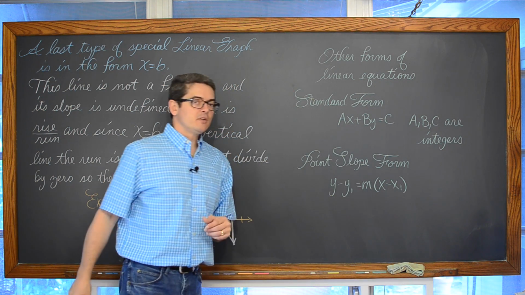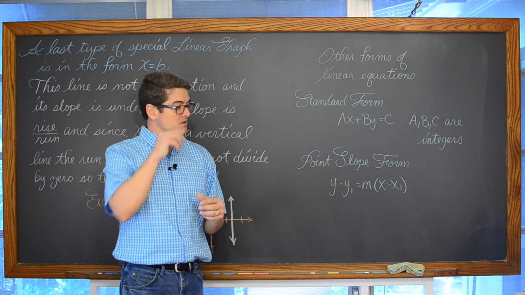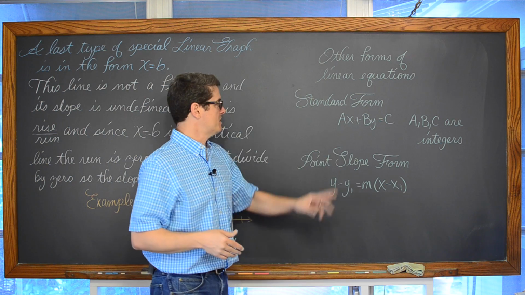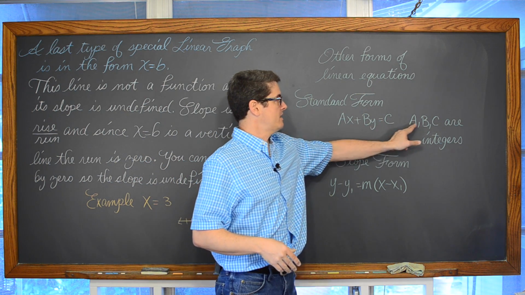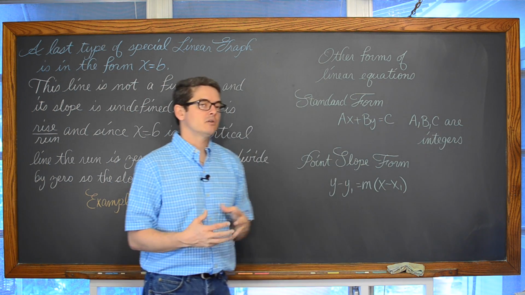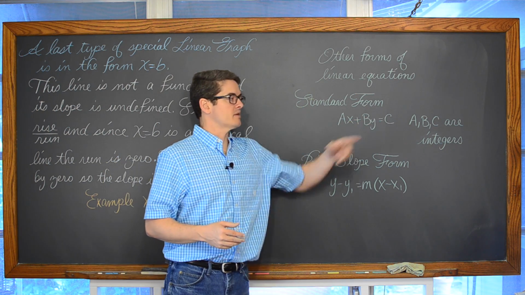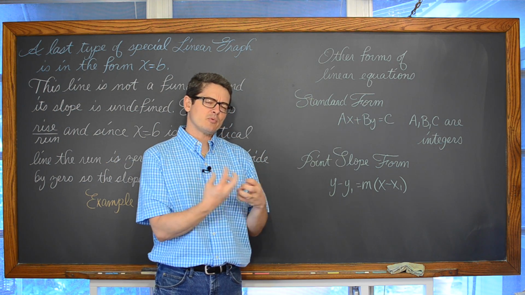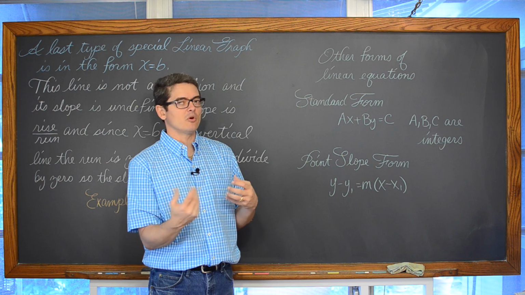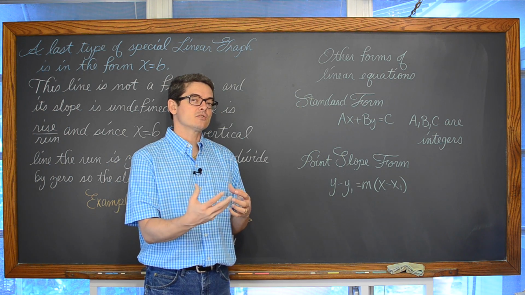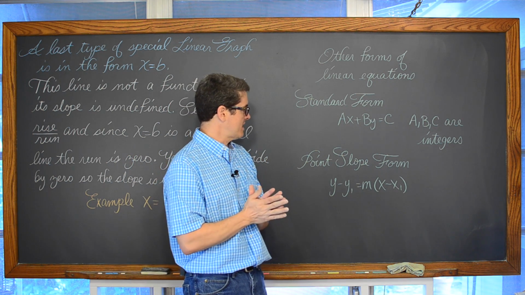The other forms of linear equations, we have the standard form. I don't honestly use this particular form very much, but it's ax plus by is equal to c, and a, b, and c, by definition, all have to be integers. So if one of those were a decimal or a fraction, you'd have to multiply or manipulate that equation somehow, probably through multiplication, to make those fractions or decimals disappear.